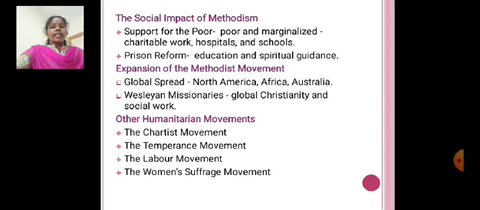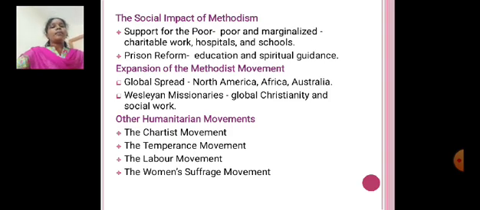Next, the expansion of the Methodist movement. The expansion of the Methodist movement involved its global spread to regions like North America, Africa and Australia. Welsh missionaries played a key role in promoting global Christianity and engaging in social work around the world.